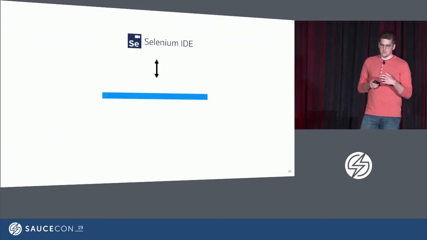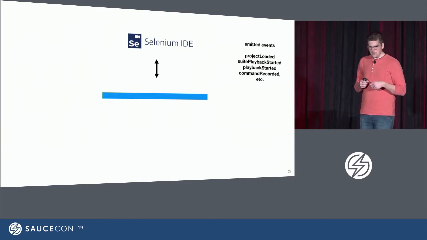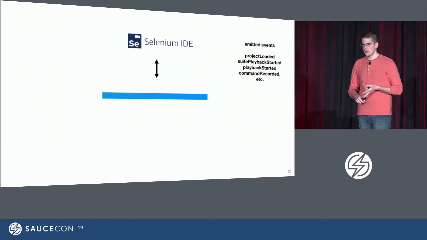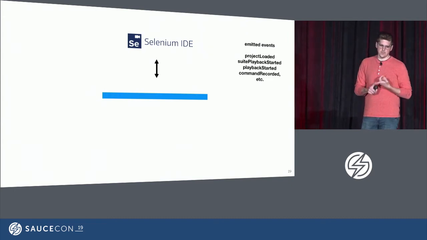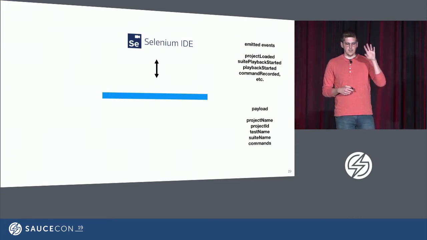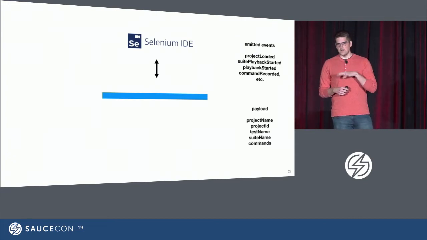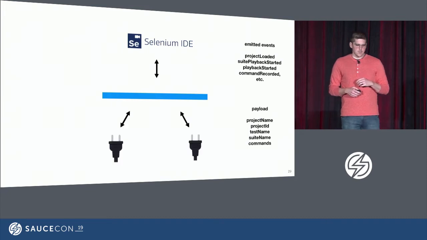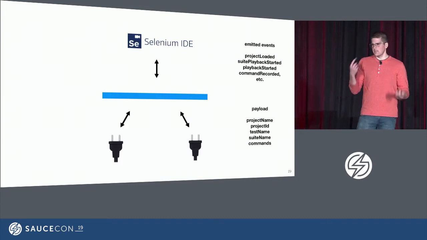So plugins work by emitting events. When it's playing back, when it's recording, it emits all these events, like if you just loaded a new project, if you just started playback of a suite or a test, or you recorded something. Along with that, it emits a payload, so information about what's in the project. And then it communicates to plugins back and forth, and it does all the magic that way.